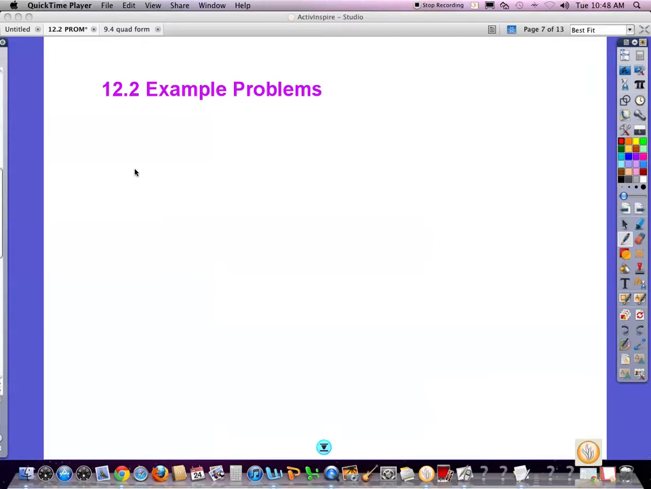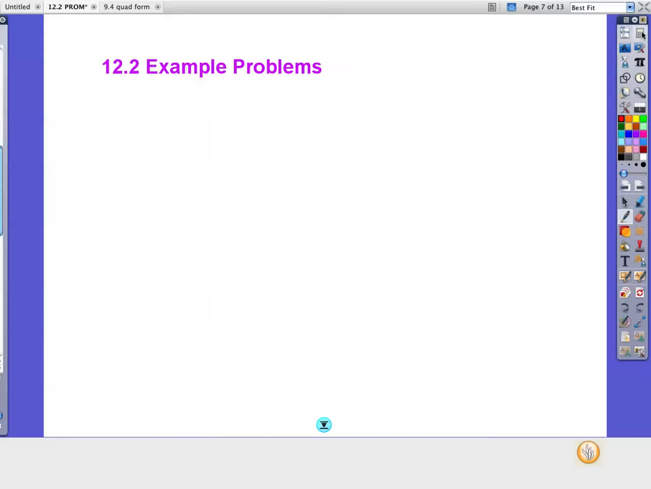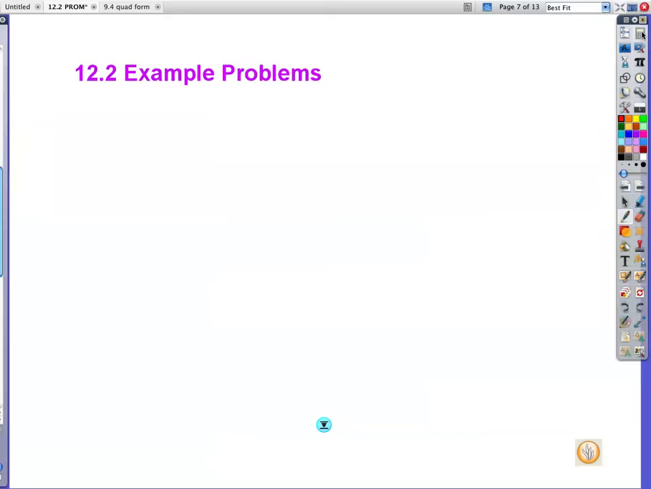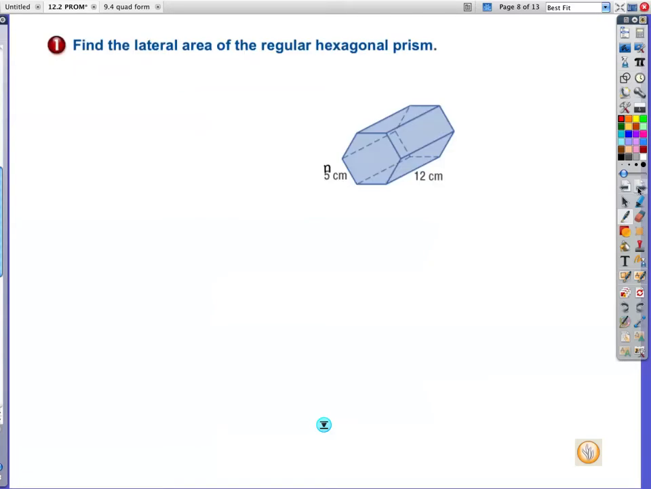Okay, now we're on to 12.2 example problems. And once again, I hope you take really good notes over this section. Really good notes. Example number 1. Find the lateral area of the regular hexagonal prism.